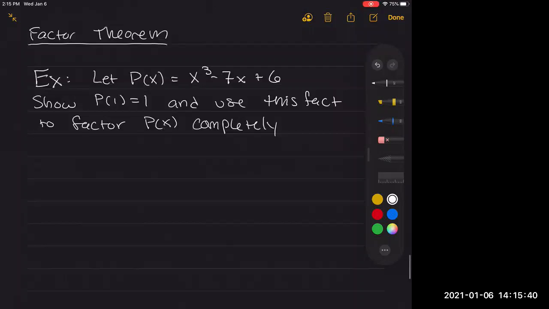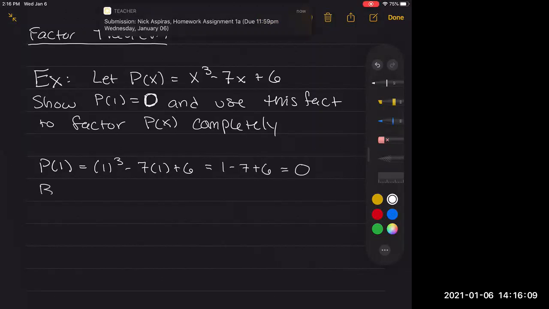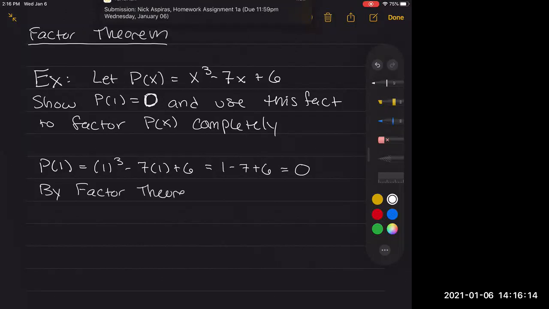All right, so first we need to show that p of 1 equals 1 cubed minus 7 times 1 plus 6. I have here that it should be that p of 1 equals 0. Sorry. All right, so this will then become 1 minus 7 plus 6, which equals 0. So by our theorem, x minus 1 is a factor.